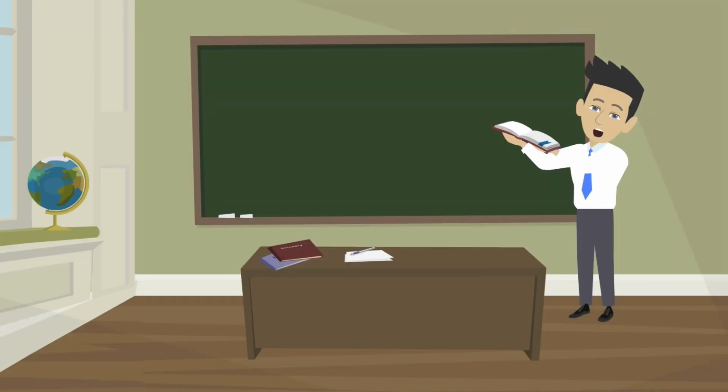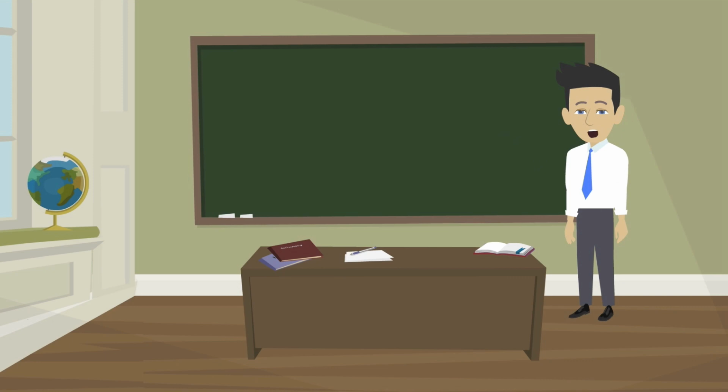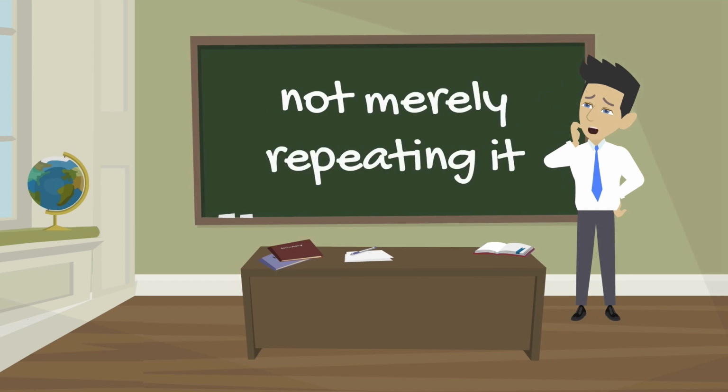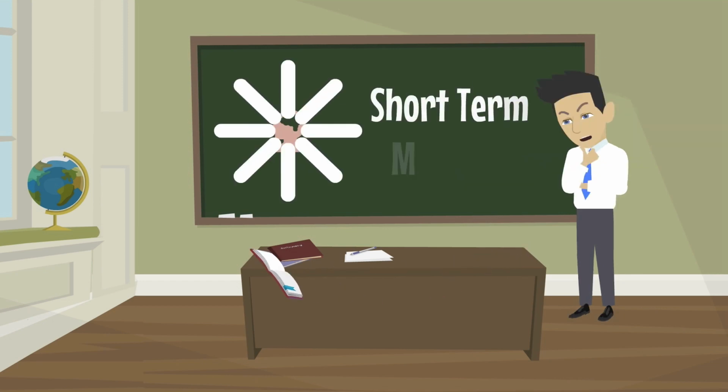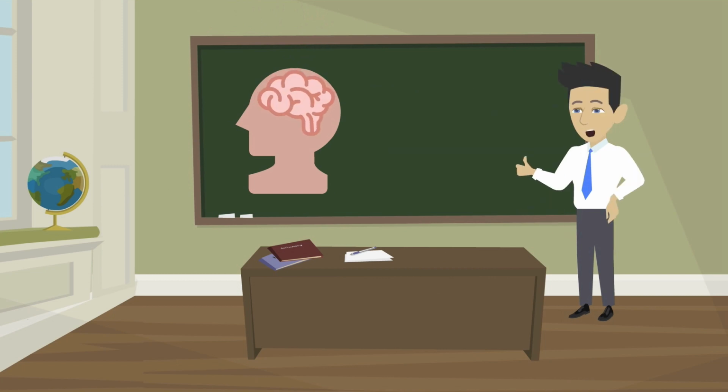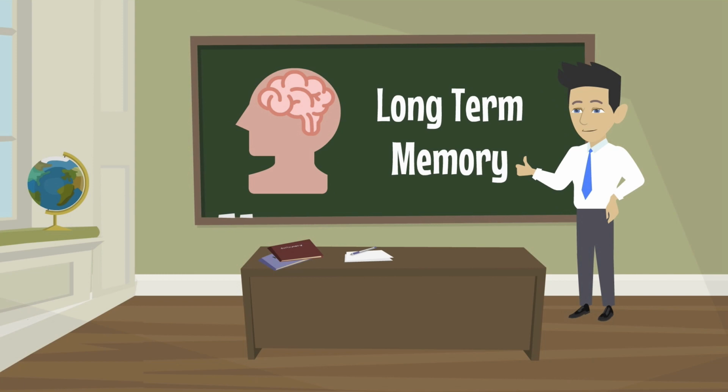However, keep in mind that it is simply one method. When you need to memorize something, think about how to help your brain practice recalling the information, not merely repeating it over and over again. Your goal is to quickly get the information into your short-term memory so you can start practicing the recall process and move the information into long-term memory.